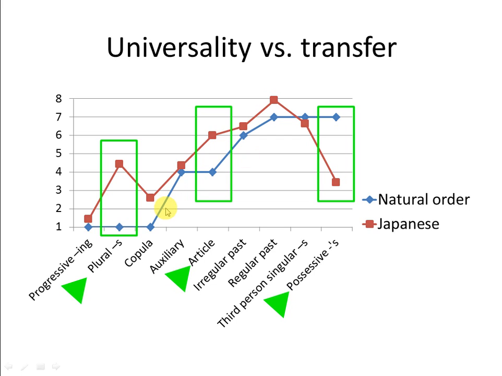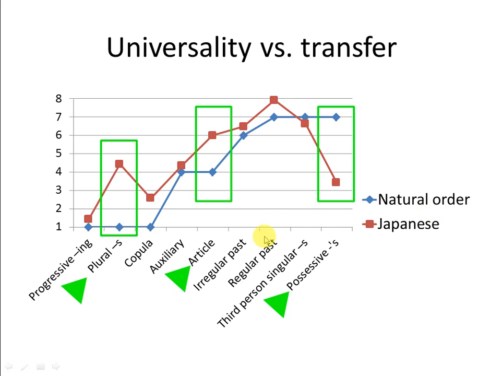So if you look at this, you can see that these two lines are similar, but here, and here we see a clear difference. So plural s is actually one of the morphemes that are acquired very early according to the natural order, but for Japanese it's not so easy. It's actually a little difficult. So Japanese people acquire plural s later than predicted by the natural order.